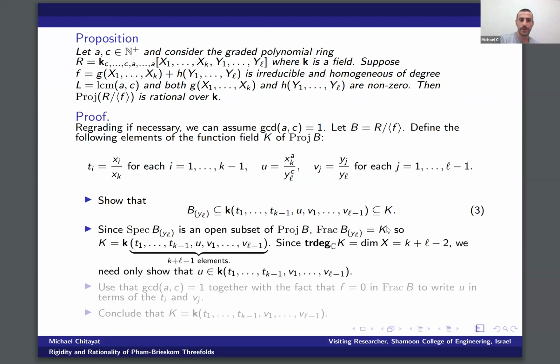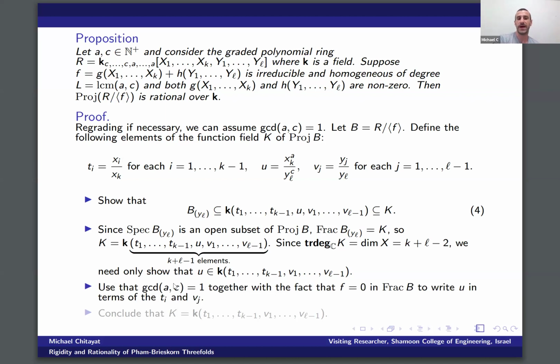The next step is, since the spectrum of this ring is an open subset of Proj B, the fraction field of that ring is itself equal to K. We're just taking the fraction field everywhere here. And since the field on the left is equal to the field on the right, it follows that K is equal to the field generated by these elements. If you count them, there are k plus l minus 1 elements. And since the transcendence degree is k plus l minus 2, we need only show that u is an element of the subfield generated by the other elements. So we will go ahead and do that.